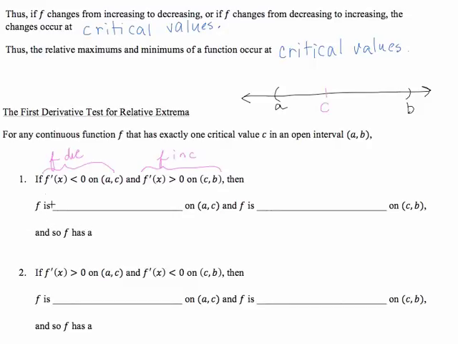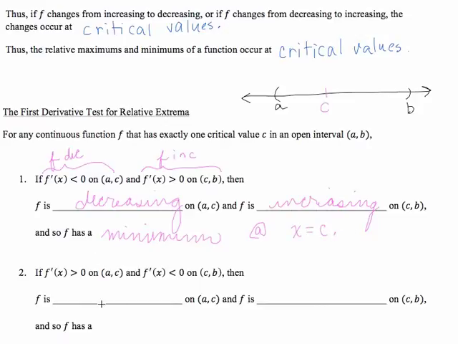It says then f is blank on AC, that's decreasing. And f is increasing on the interval CB. And so f has a minimum because it changes from decreasing to increasing. So it must have a minimum at x equals C.